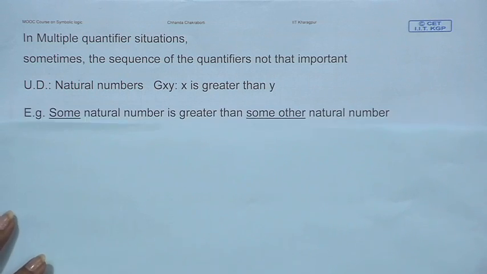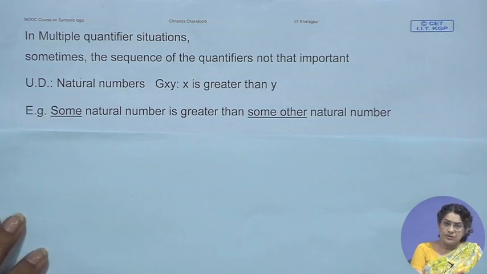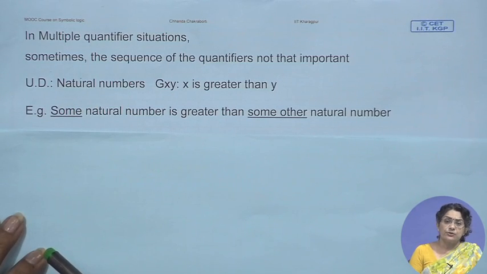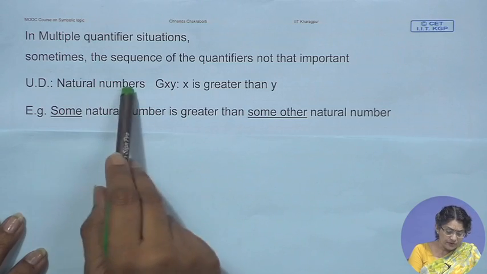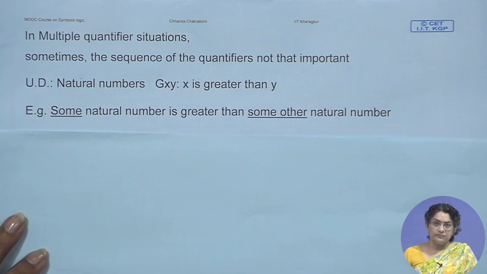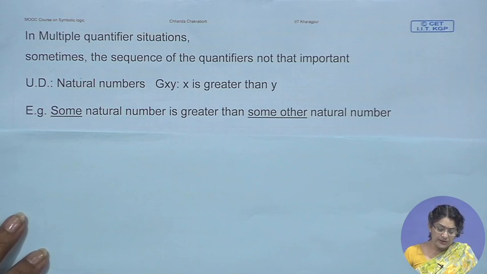Suppose we have this sentence in front of you. The UD is restricted, and it's restricted to natural numbers, fine. So, there is no property called being a natural number, because the domain is full of natural numbers only, right. And the only property that we are allowing here is g x y, which stands for x is greater than y. That is a two-place predicate.